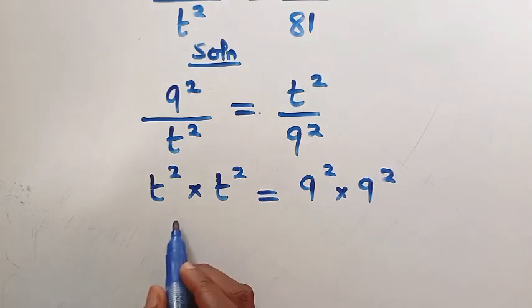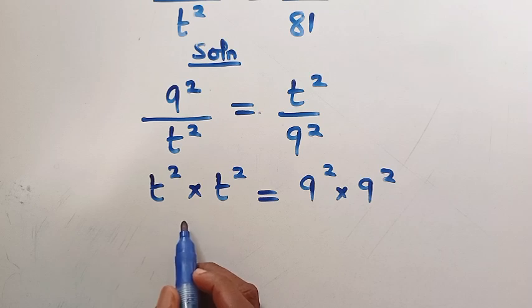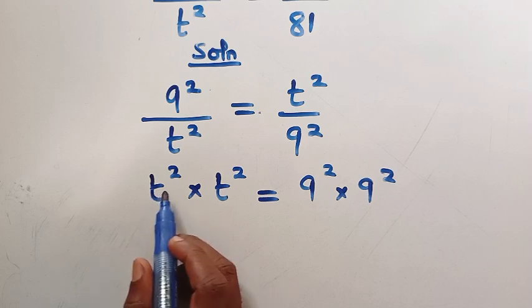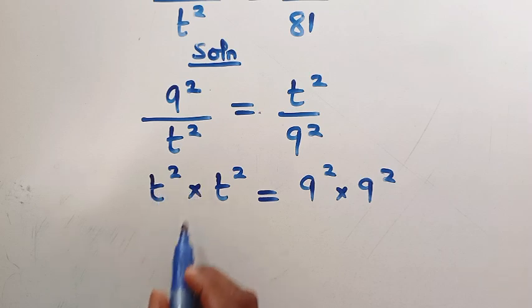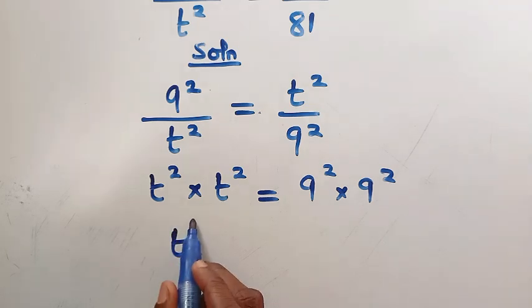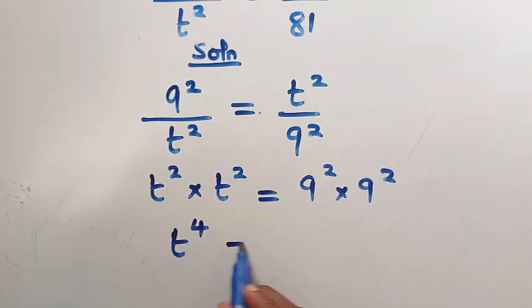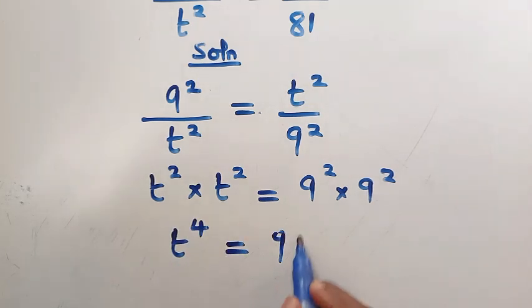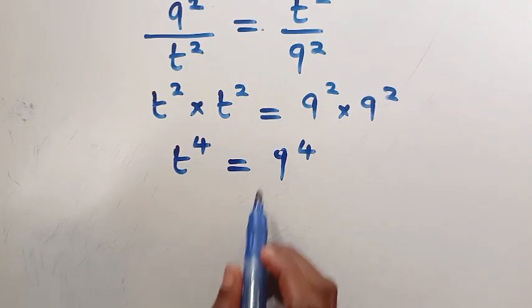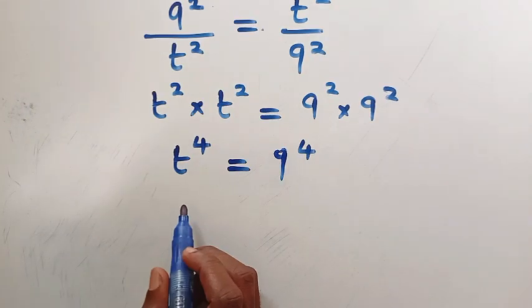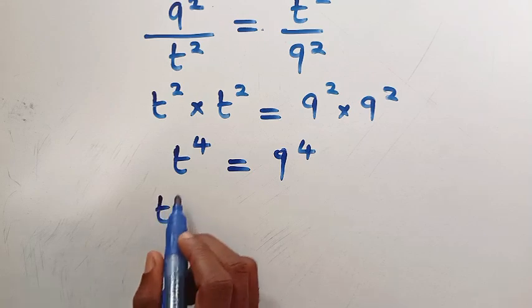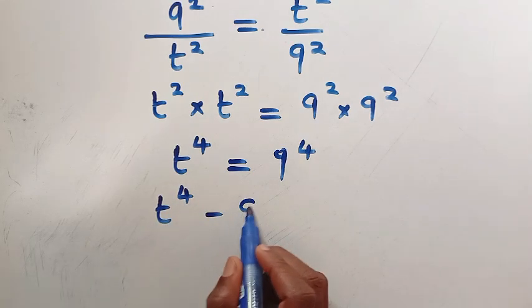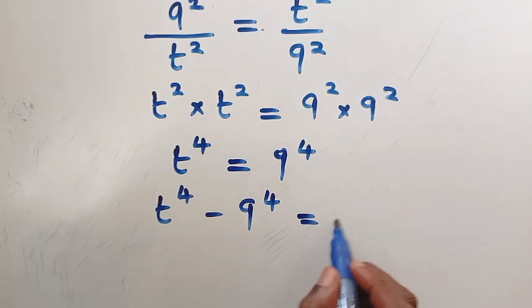Then in the next step, this is the root of indices. So the same base and the same power. This gives us t raised to power of 4 equals 9 raised to power of 4. And by transferring 9 to this side, we have t power 4 minus 9 power 4 equals 0.